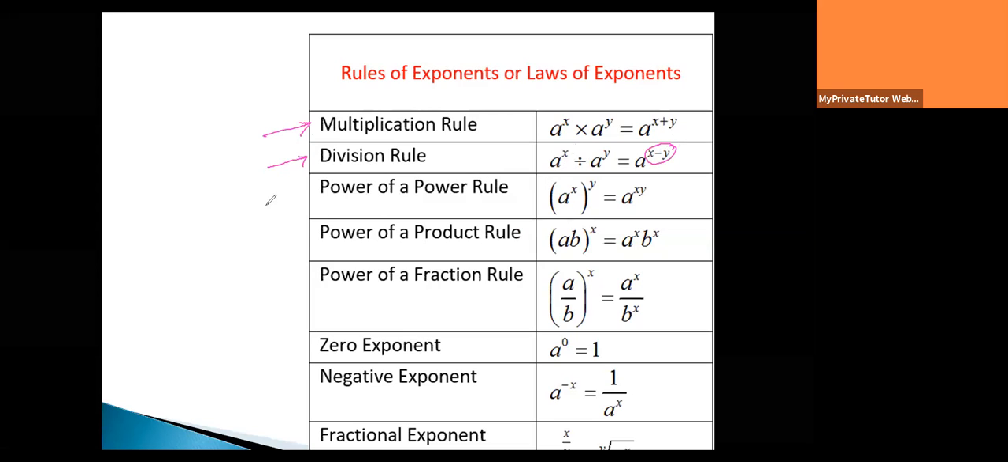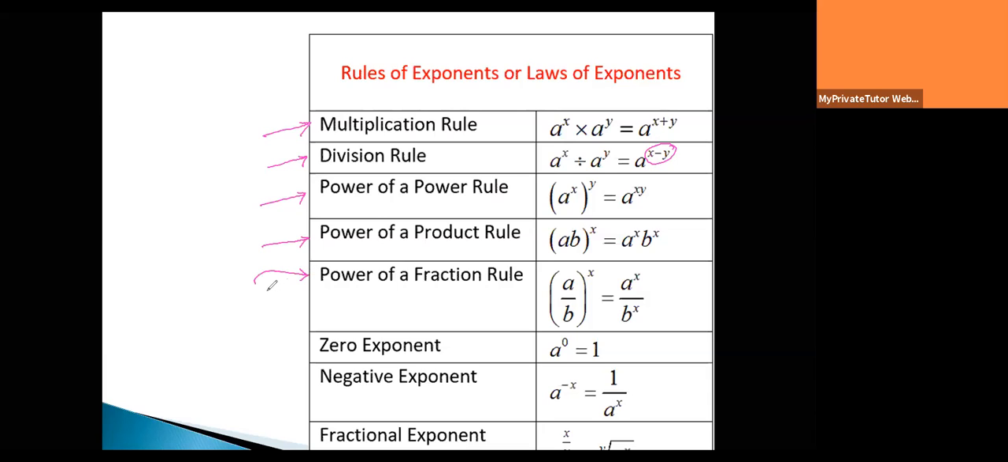That's fine. Power rule, what do we use power rule for? We are going to multiply the exponents. You can see that. A product rule, I think we did this as well. So we are going to distribute the exponent. The division one, we did that. Zero exponent, anything to the power 0 is always 1. Negative exponent we tried. And the fractional, I will explain the fraction.